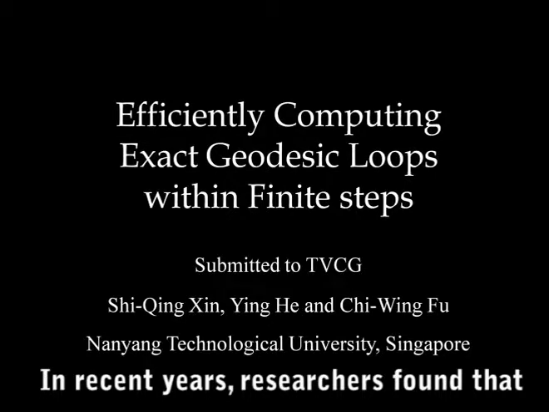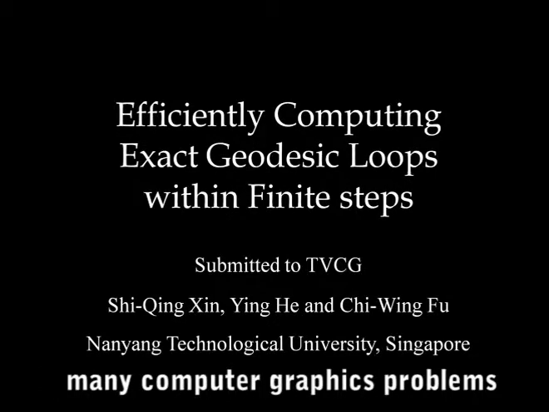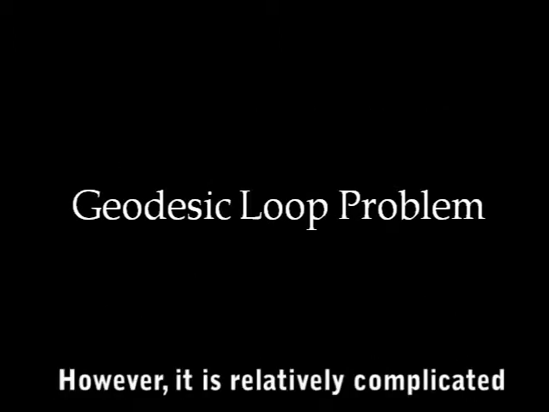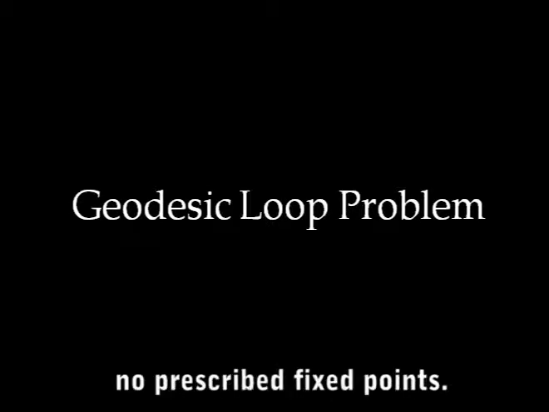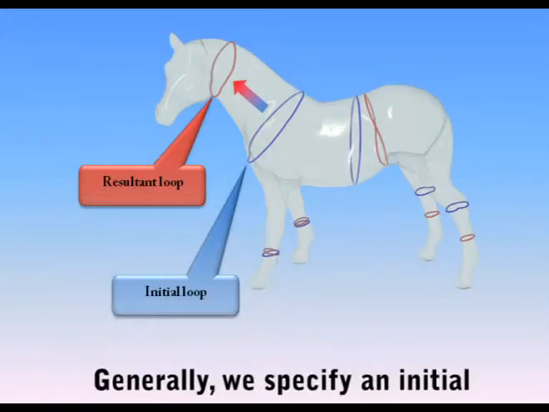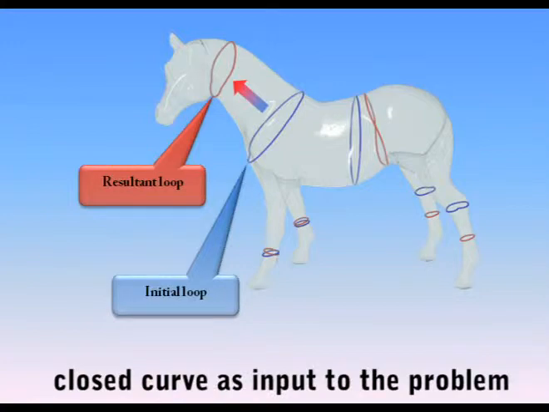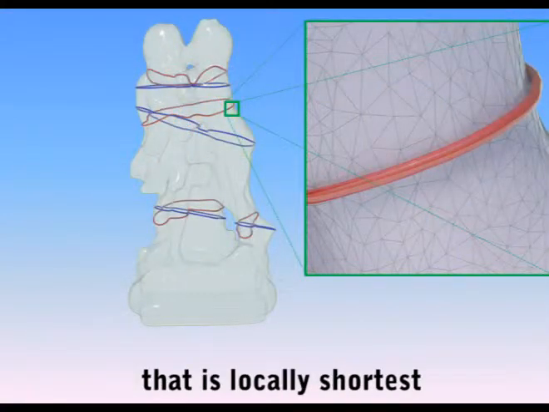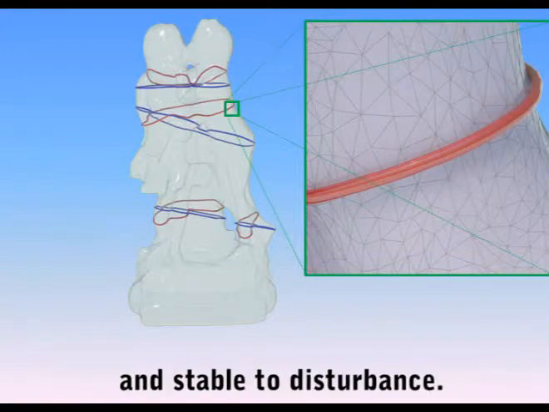In recent years, researchers found that many computer graphics problems heavily depend on the computation of geodesic loops. However, it is relatively complicated because geodesic loops have no prescribed fixed points. Generally, we specify an initial closed curve as input to the problem, and compute a new closed curve that is locally shortest and stable to disturbance.